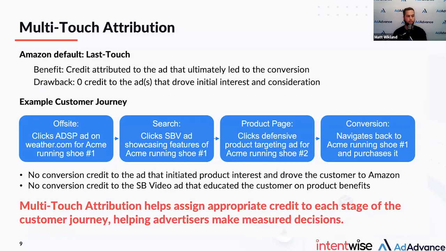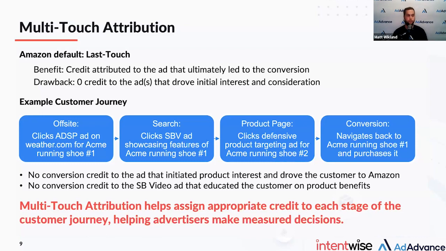So let's say I'm cruising weather.com and I'm served an ad for a running shoe. I'm in market for a running shoe. I'm interested in them, so I click through on the Amazon DSP ad. It takes me to an Amazon product detail page for running shoe number 1. I really like the brand.